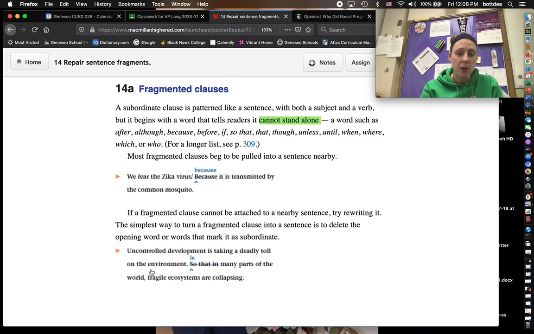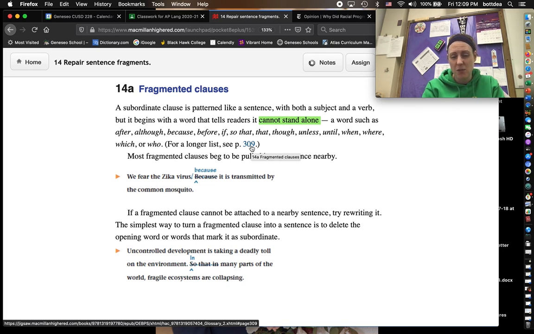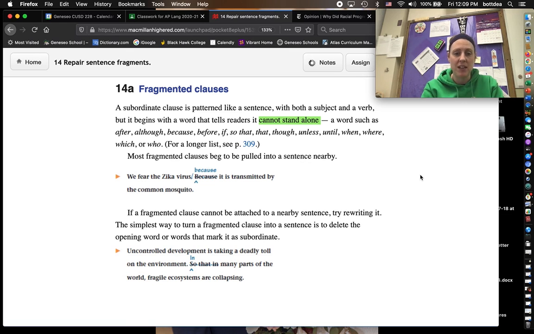So here we've got the first independent clause, that's fine. But if we start reading from here in the original sample, it doesn't sound right. I want you to read things out loud sometimes to see if they make sense. So that in many parts of the world, fragile ecosystems are collapsing. That doesn't sound right, okay? So we have to change it. Basically, the problem is that this phrase, so that, is actually one of these subordinating conjunction phrases. So if you wanted to look on 309, you'd be able to find it.